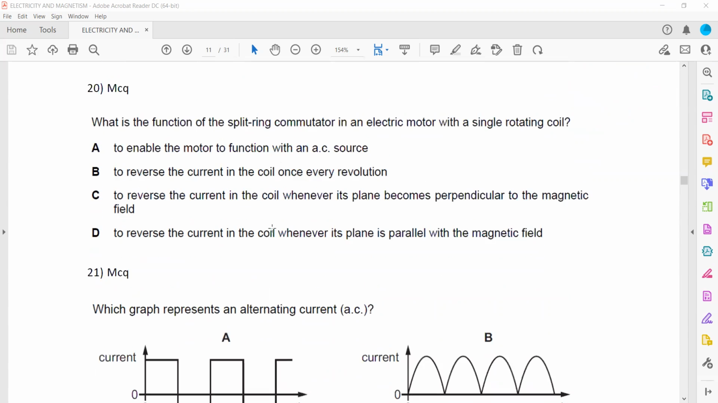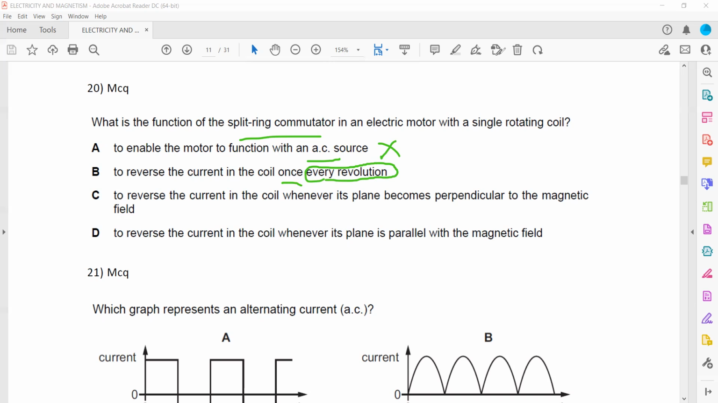That's also true. What is the function of a split ring commutator in a DC motor? What is the purpose of the split ring commutators, which we also call carbon brushes and commutators? They reverse the current in the coil and its plane becomes perpendicular to a magnetic field. What does it mean? For example, when we check the options, to enable the motor to function as an AC source, that is wrong. To reverse the current in a coil once every revolution, not every revolution, every half revolution.